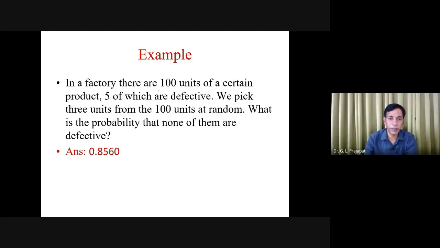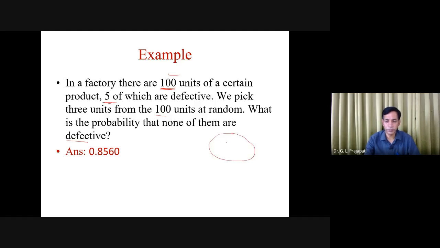So in a factory, there are 100 units of a certain product. Okay, so you have the 100 units, 5 of which are defective. We pick up 3 units from the 100 units at random. What is the probability that none of them are defective?